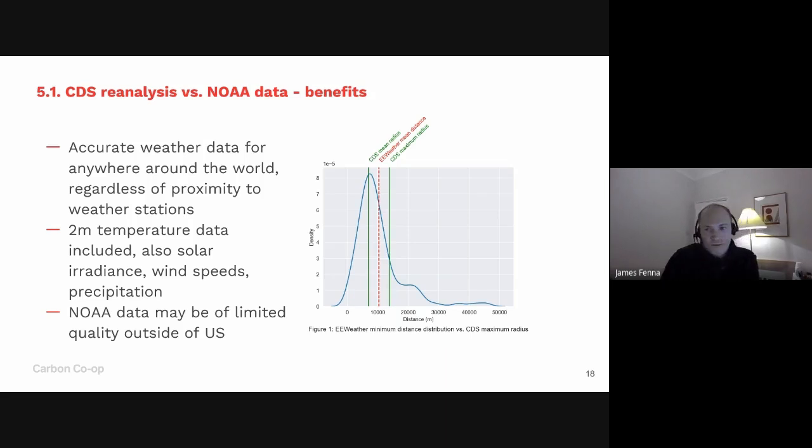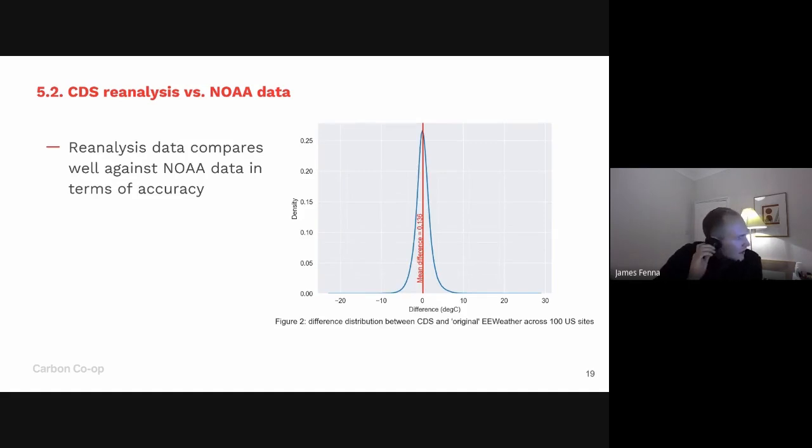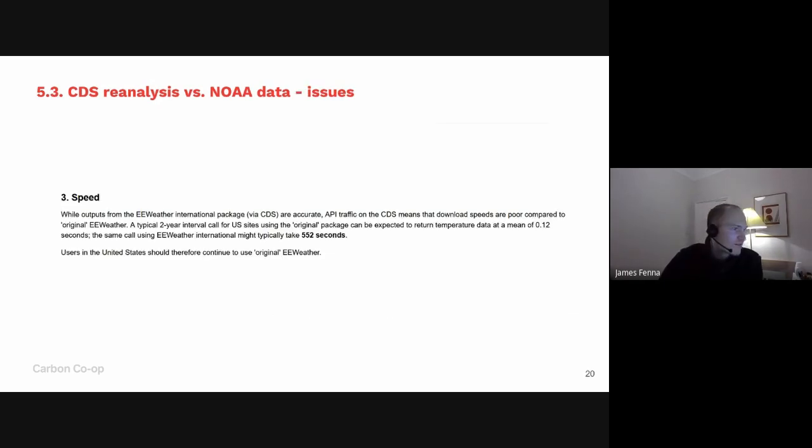And you can also toggle the API to include things like solar irradiance. You can include wind speeds and precipitation as well. So there's a whole range of factors you can get from that. And in terms of the actual data outputs you get from the Copernicus Climate Data Store reanalysis, it stands up very well against the NOAA data in terms of accuracy. So very much minimal variance across multiple years of weather data for similar sites.